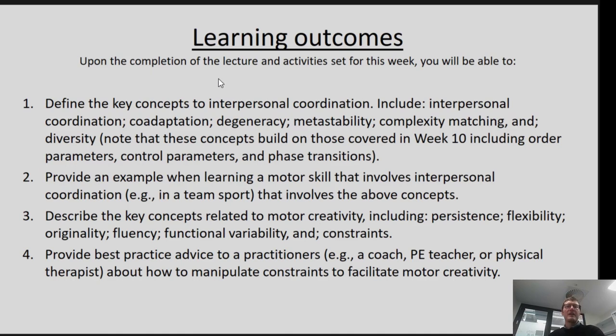So these are the learning outcomes for this week. Take a moment to look through these, and we will be touching on these at the end, as you should be able to address these by the end of the lecture in preparation for the exam.